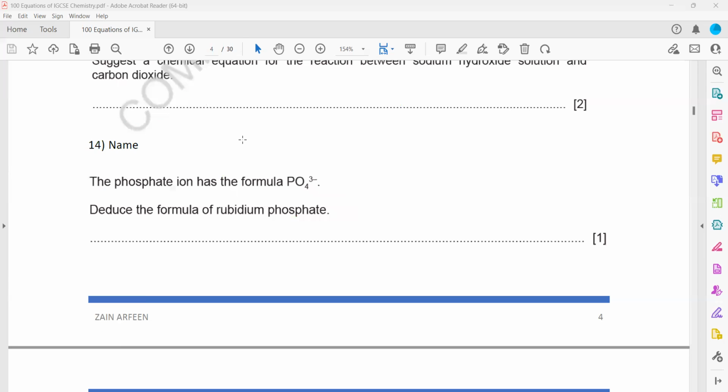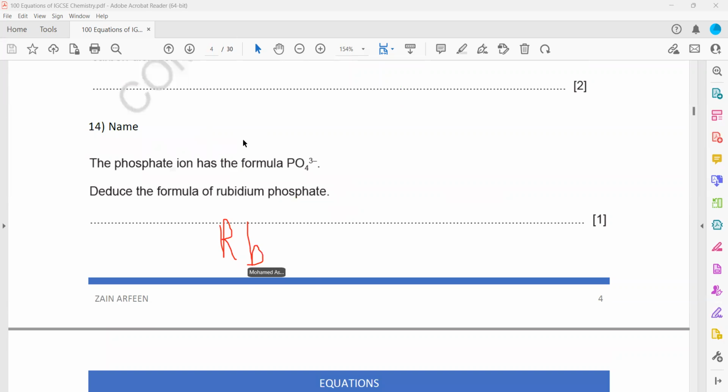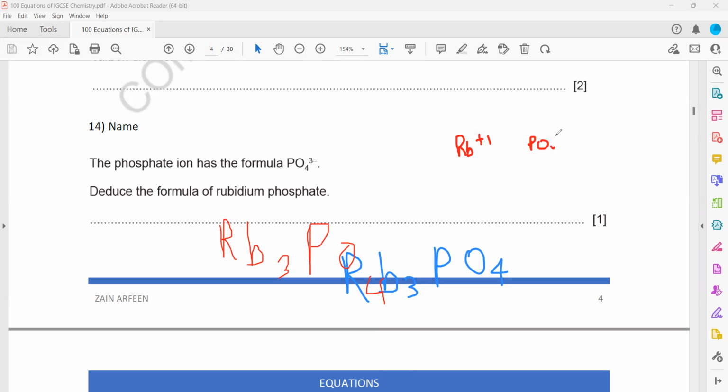Then the phosphate ion has a formula of PO4 with a charge of -3. Acidic oxide forms salt, or a basic oxide also forms salt when they react with acid. So for the formula of rubidium phosphate, rubidium is group 1, so +1, and phosphate is PO4 with a charge of -3. There are many amphoteric oxides or hydroxides, but you have to learn only 3 of them: aluminium, zinc, and lead, the 3 examples. So it will be Rb3PO4.